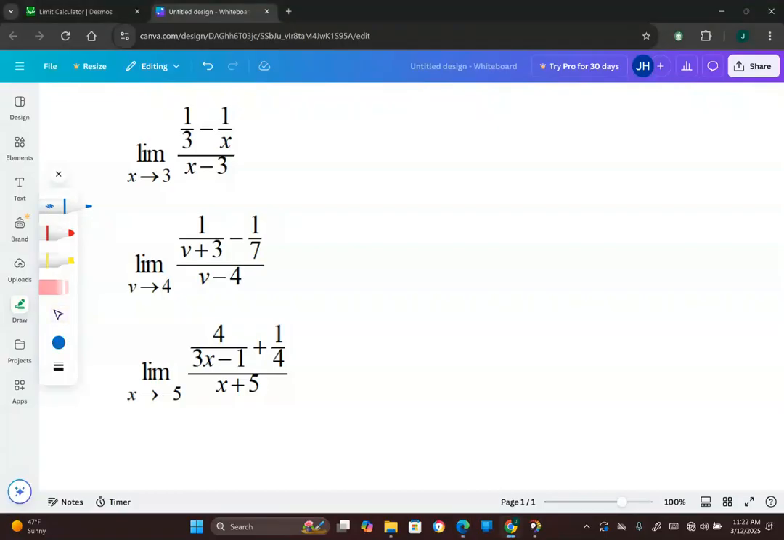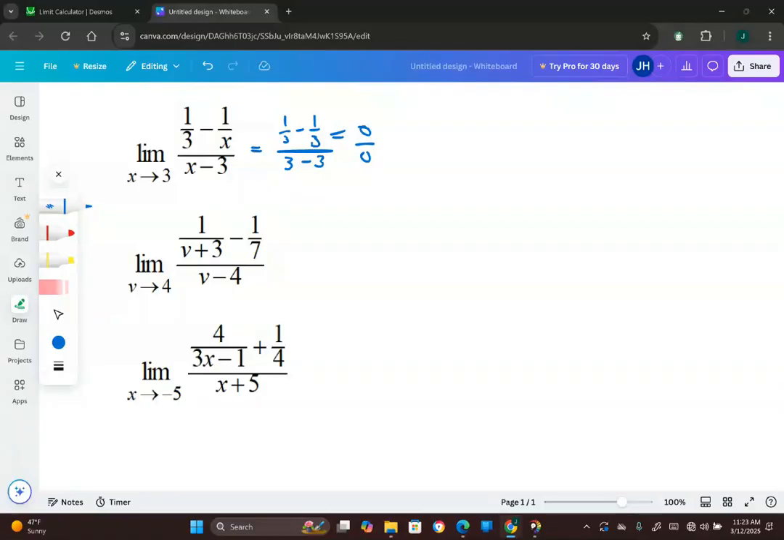We're going to talk about limits here in this video, and these limits involve rational functions that have fractions within fractions. Now, how are we going to solve these? First of all, the first thing we should probably try is just plug in the number. If I plug 3 into this first problem, I get 1/3 minus 1/3, which is 0, over 3 minus 3, which is 0.